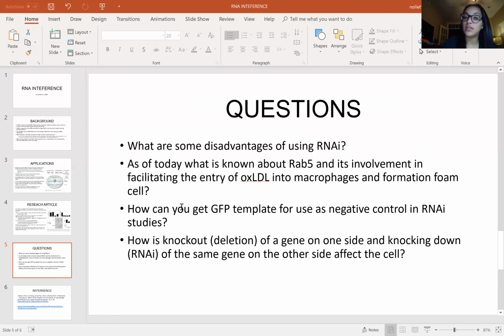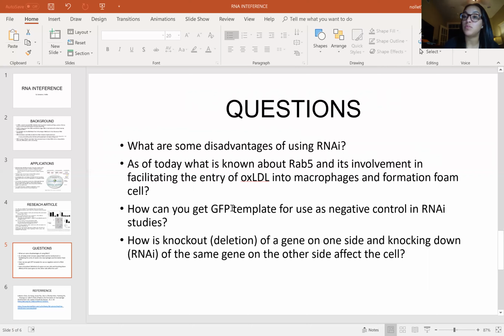Also, I wanted to know, how can you get a GFP template for use as a negative control in interference RNA studies? And how does knocking out a gene on one side and knocking down the same gene on the other side affect the cell? So knockout is, if you've ever heard of CRISPR, that's what CRISPR does.